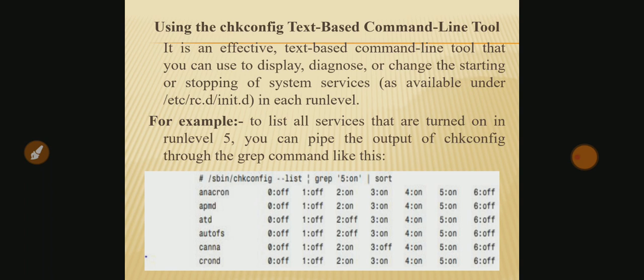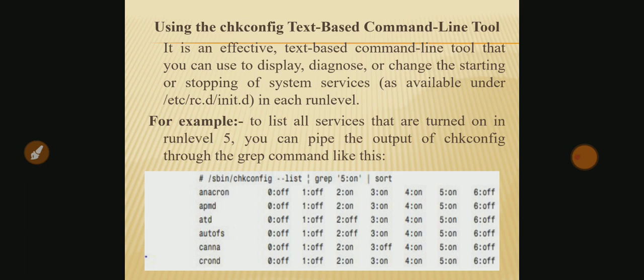For example, if you want to get the list of all services which are turned on in run level 5 or in some specific level, you can fire the command chkconfig with some options. So you will get all the information of all the services which are started in run level 5, whether they are on or off. In the following diagram, Anacron is off in run level 0, it is on in run levels 2, 3, 4, 5, and it is off in run level 6.